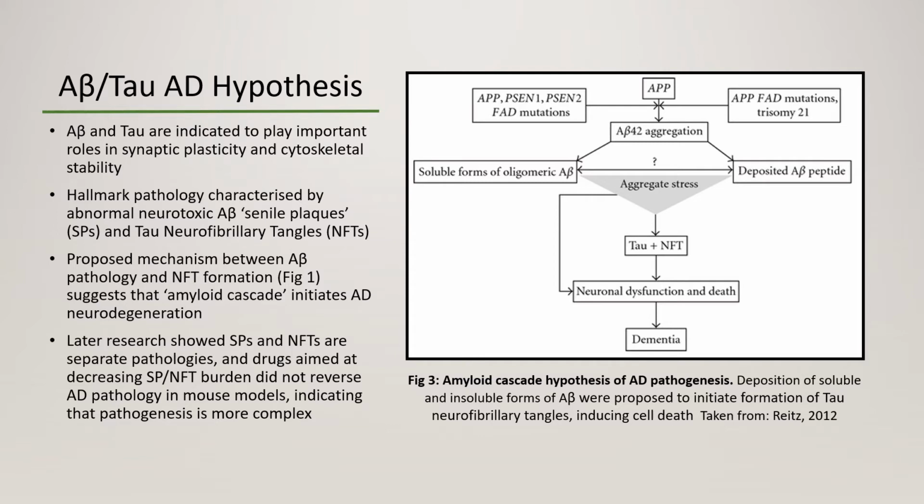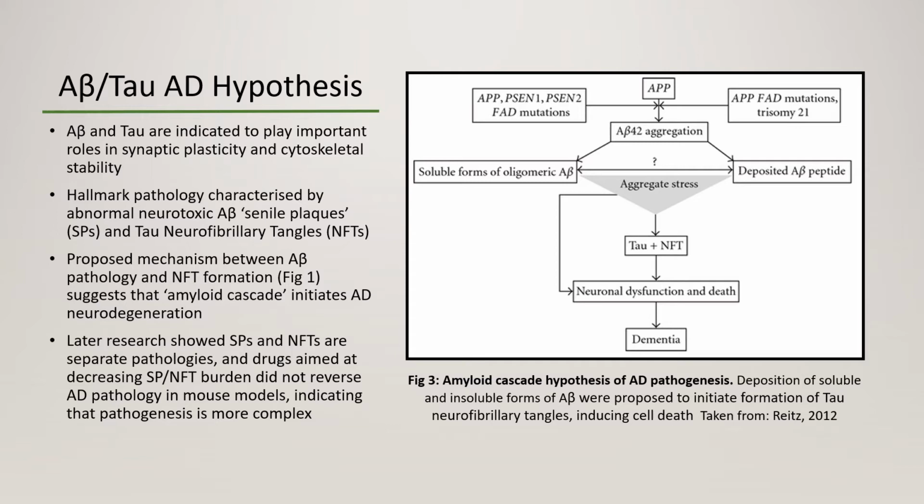Perhaps the most well-known focus in AD research is the amyloid beta tau hypothesis. Amyloid beta and tau are proteins with important roles in neuronal function, and a hallmark pathology noted in AD brains is the appearance of abnormal neurotoxic amyloid beta senile plaques and tau neurofibrillary tangles, SPs and NFTs.